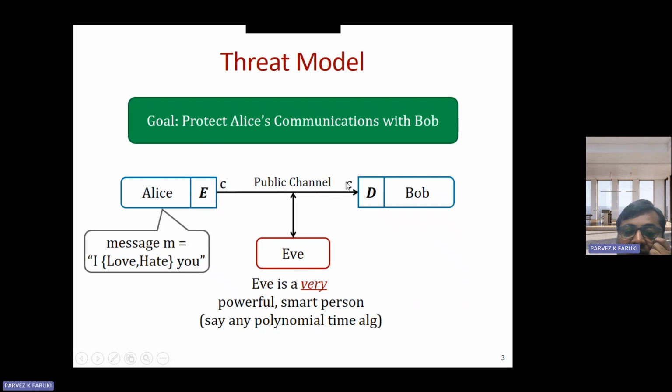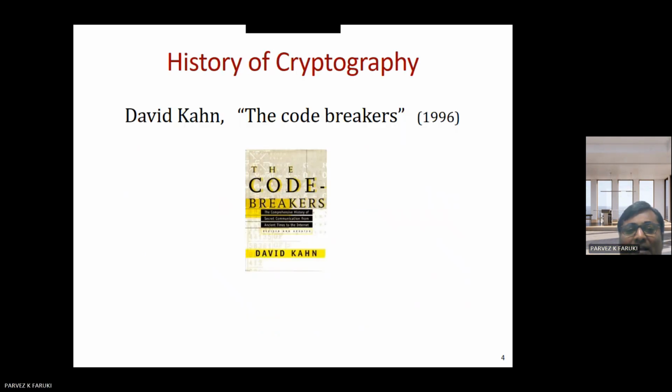So this communication is an encrypted communication. Now, let's go next: how cryptography actually evolved. There is a book called The Code Breakers by David Kahn, from 1967.